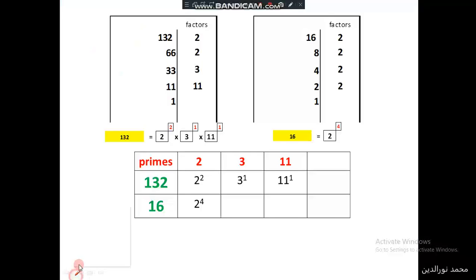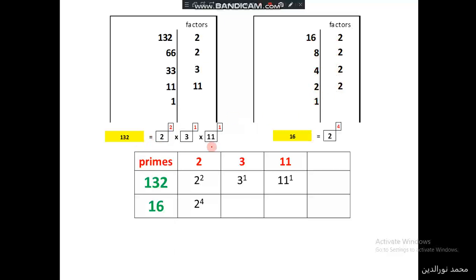And then we have these numbers. We have 132. It's divisible by 2, 66, divided by 2, 33, divided by 3, 11. 11 is a prime number divided by itself to give 1. 16 is divisible by 2, 8. 8 divided by 2 is 4, divided by 2 is 2, divided by 2 is 1.